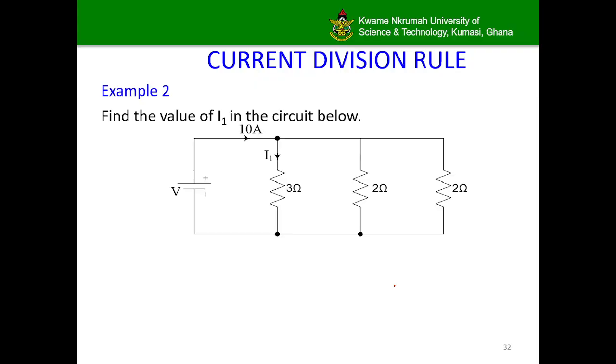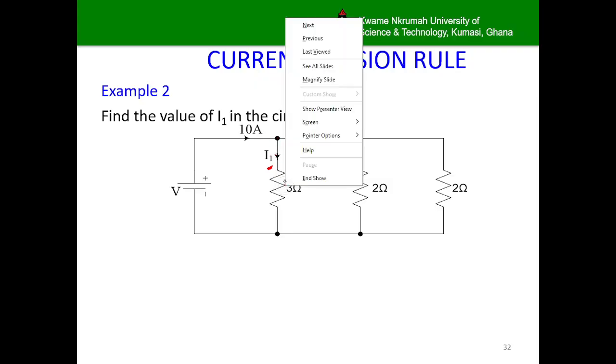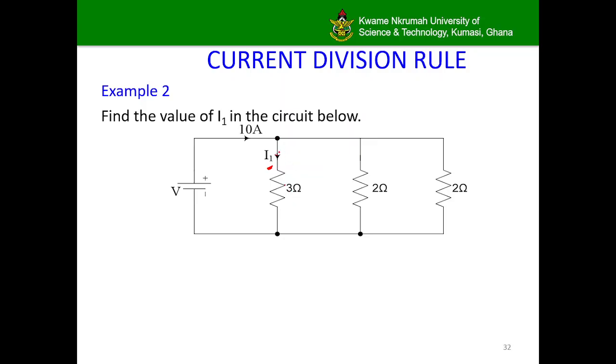Let's look at this example as well. For this example, we are supposed to determine the current I1. The current I1 is the portion of this 10 amp that splits into the 3 ohms. Note, however, that the current that is going to be shared, or the division of the 10 amps, is going to be at this junction between these 3 ohms and then the combination of the rest of the parallel circuits here.